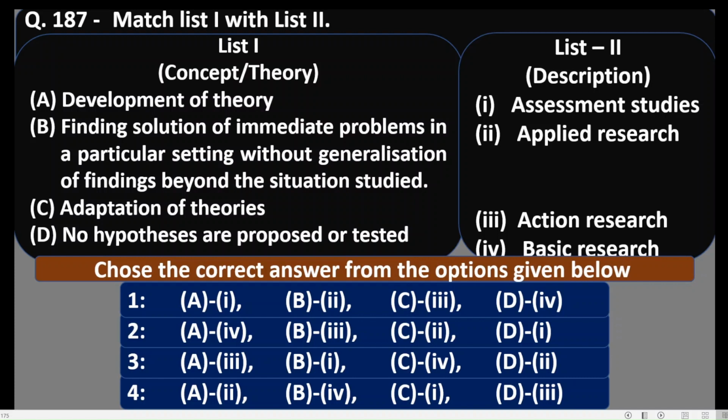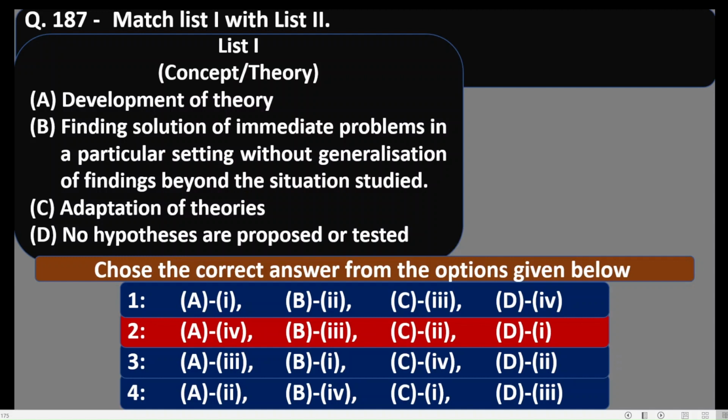Adaptation of theories. Theories are adapted in applied research. So C of list 1 is related with 2 of list 2. And no hypotheses are proposed or tested. It happens in assessment studies. So D of list 1 is related with first option of list 2. In that way, the correct option is option number 2.